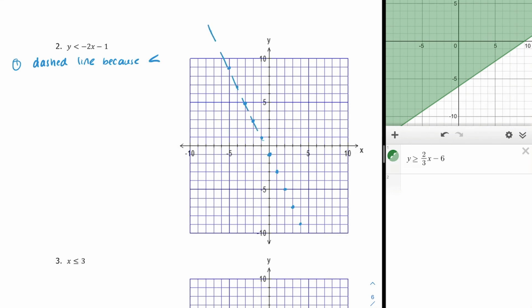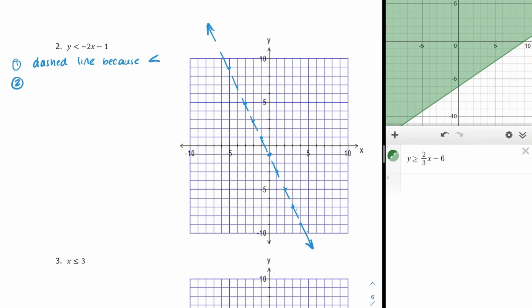Okay, so the dashes don't have to be a specific distance apart. It just has to be clear that that is dashed. And just like before, our line should extend to either side or past the edges of our graph.